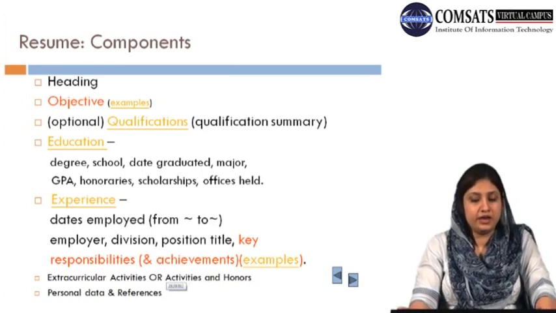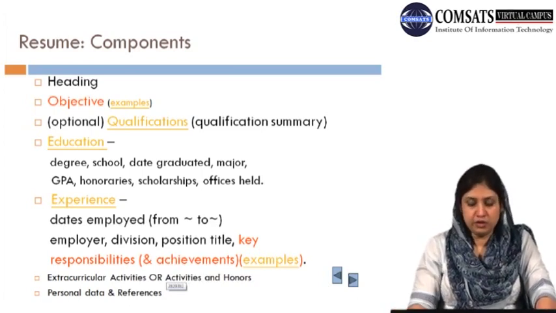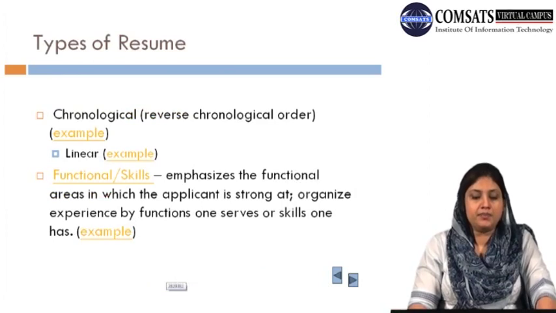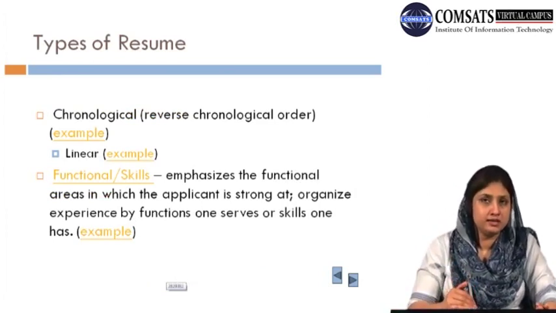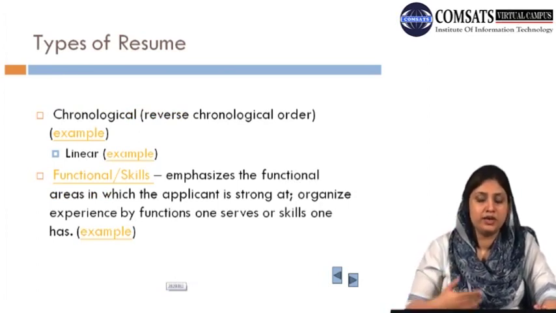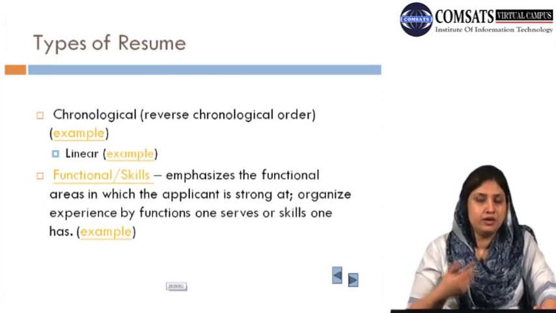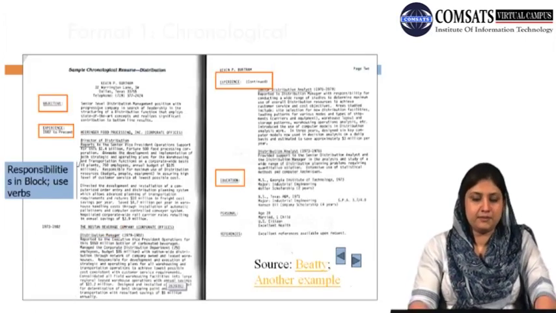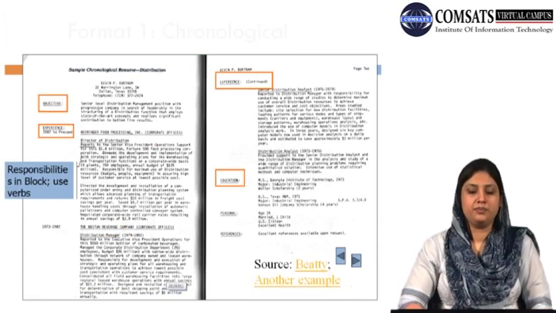Optional is the qualifications, a qualification summary, education summary, or experience, and responsibilities or achievements if you want to include. Now, then there are the different types of resume. I will talk about all these things separately when I take you to different types of resume, like chronological, linear, functional, or skill-based. Now look at the resume.